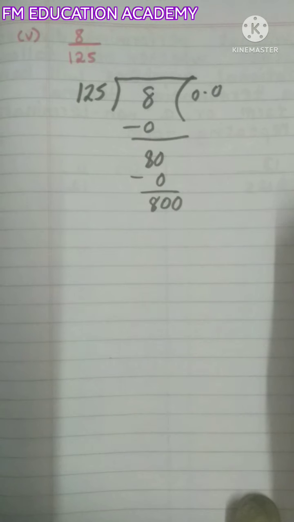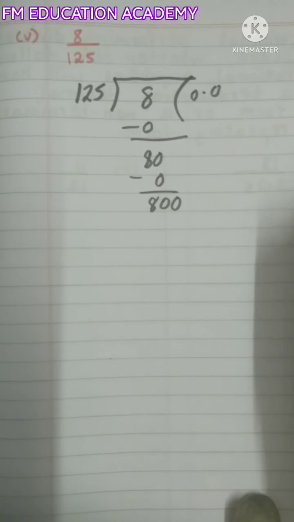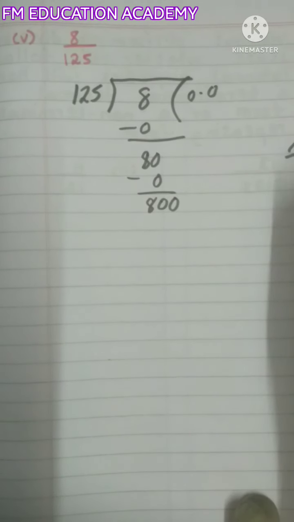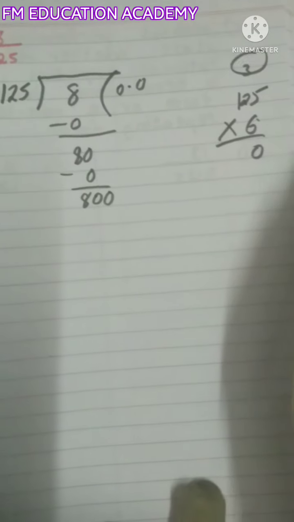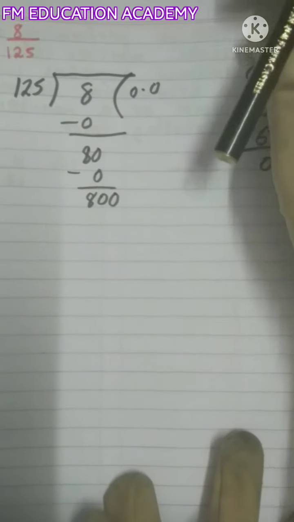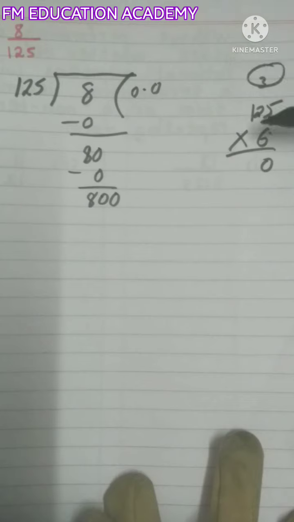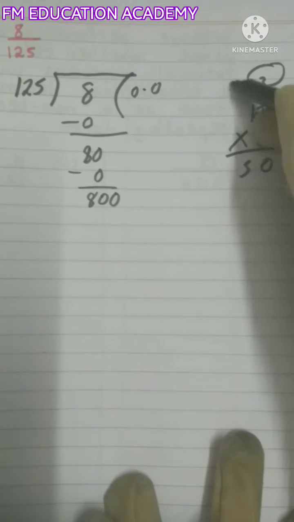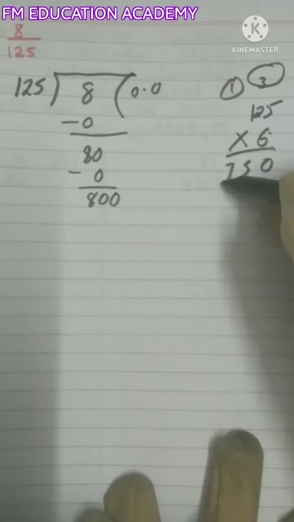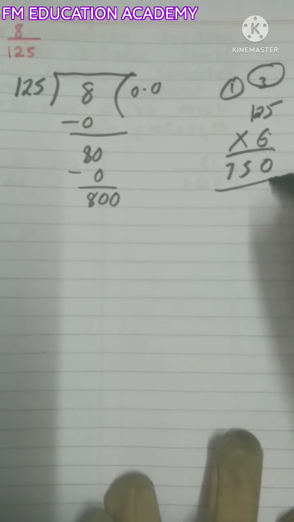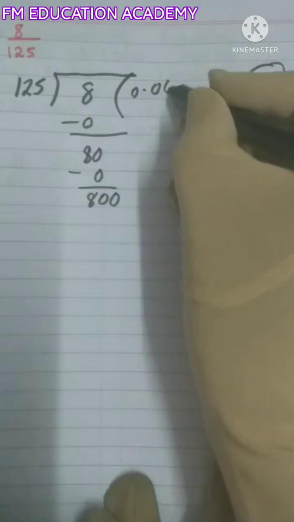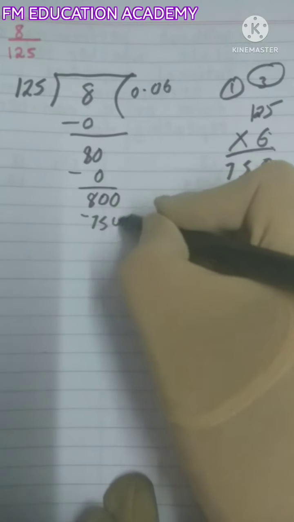Now see what 125 6s are: 6 5s are 30, 6 2s are 12, 12 plus 3 is 15, 6 1s are 6, 6 plus 1 is 7, so 750 we are getting, right? And if we do 125 7s, we'll get more than 800. So 125 6s are 750.